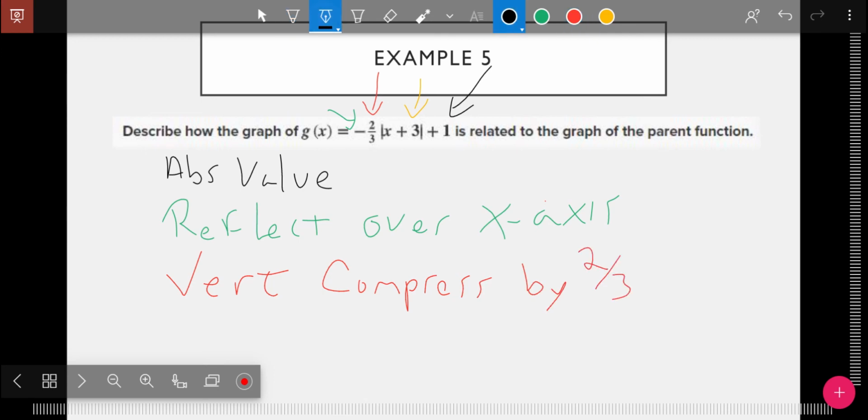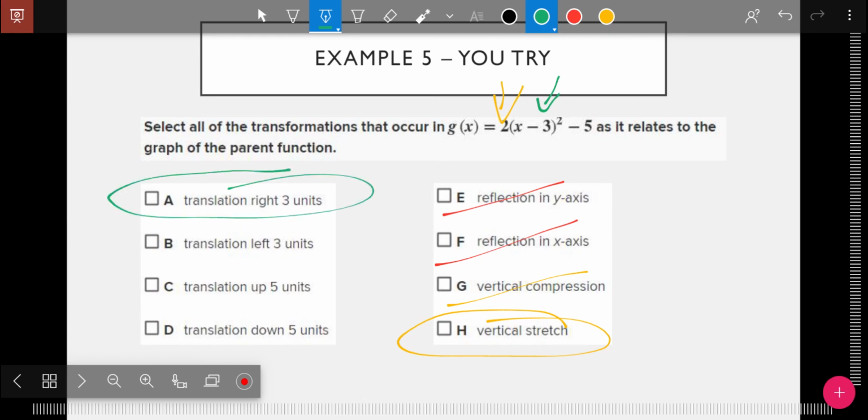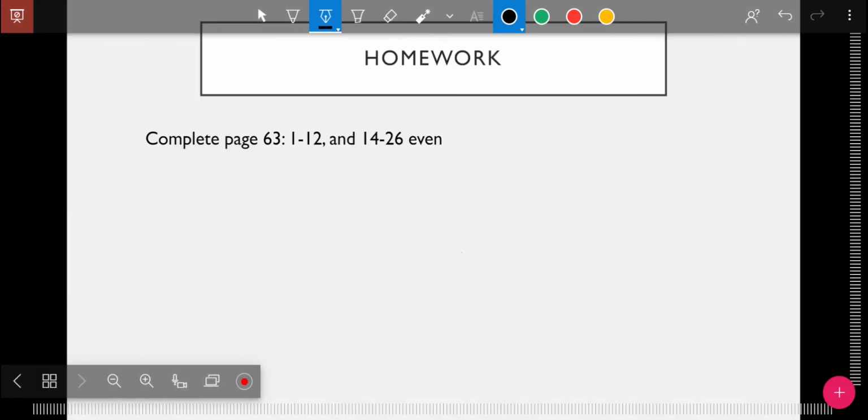The +3 inside means it moves it left and right. It affects the x inside. Everything happens opposite what I expect, so +3 is left 3. The +1 is up 1. There are no negatives, so there are no reflections here. The 2 is outside, so it's vertical. It happens as I expect, so it's a stretch. The -3 is inside, so it moves it left and right. Everything's opposite, so it'd be right 3. And then the -5 is outside, so it happens as I expect, so it'd be down 5. Go ahead and try it in the homework. Good luck.